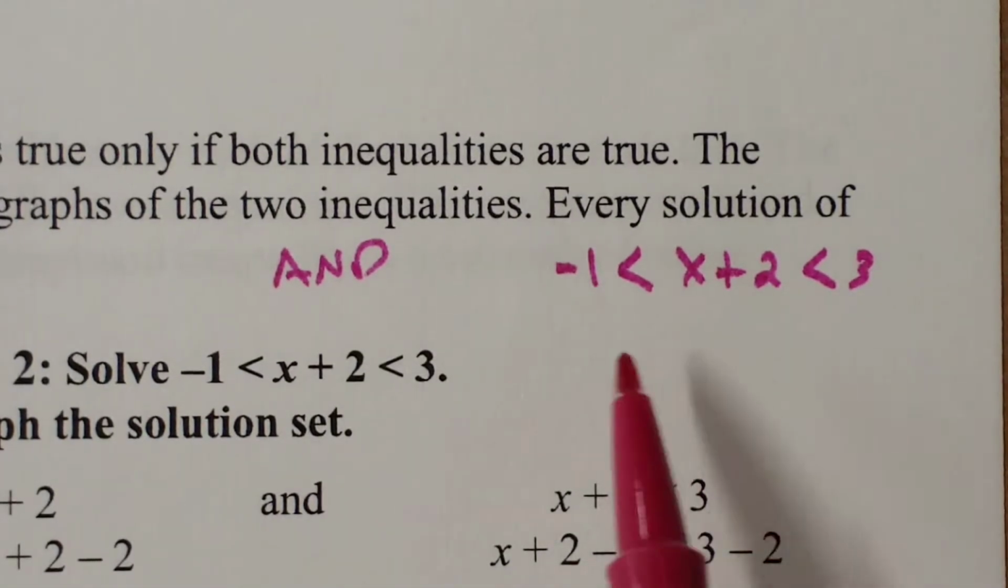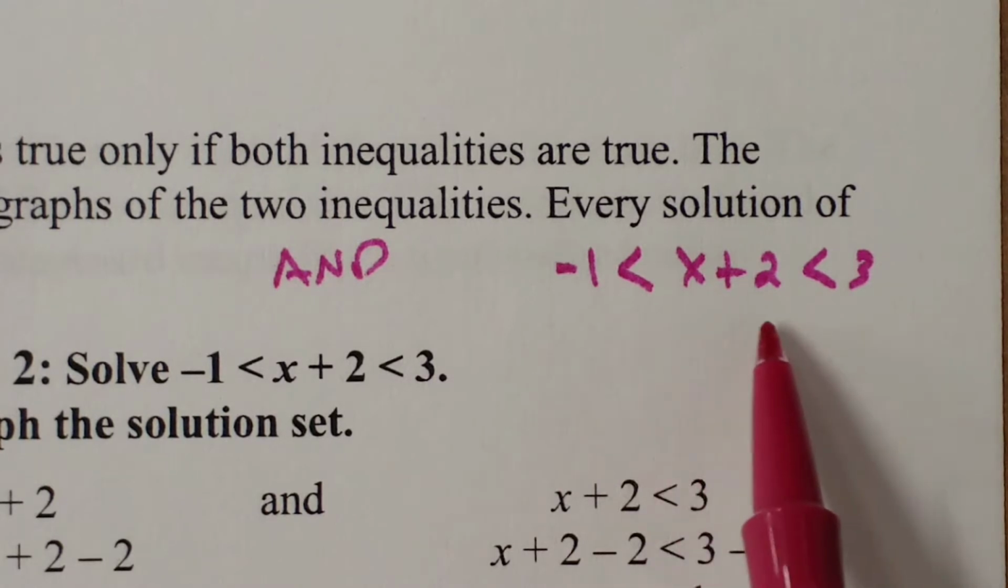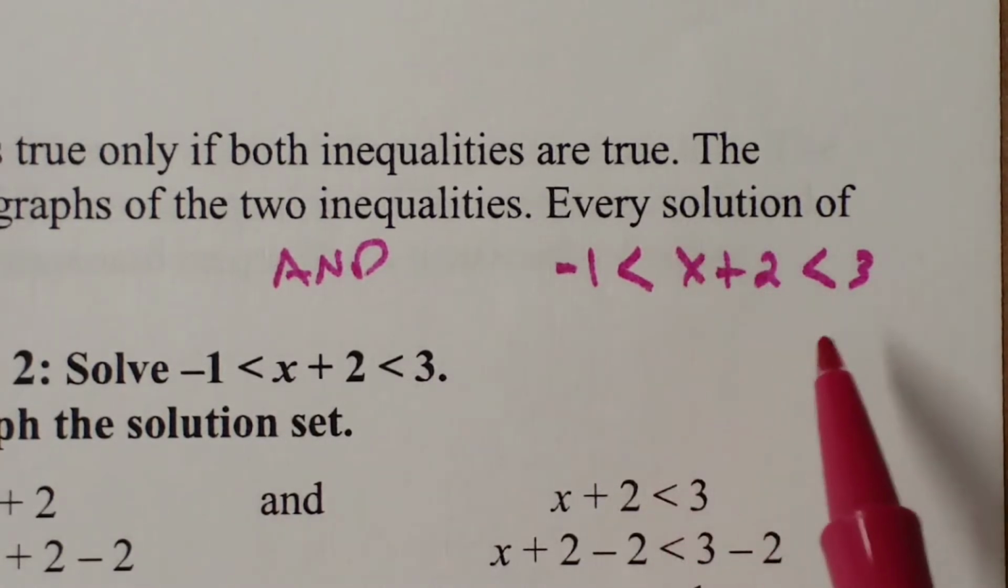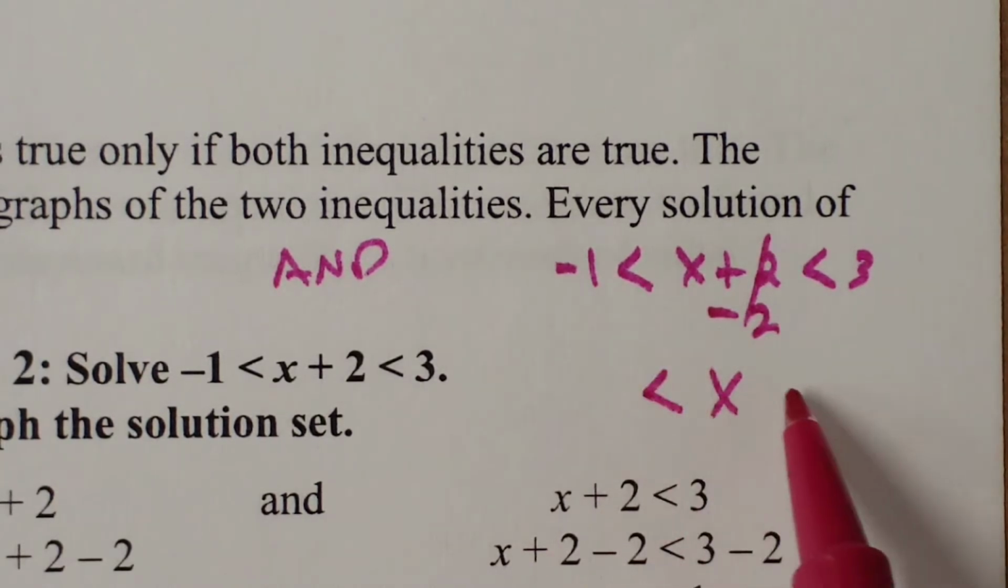This one's different than what we've seen. If I wanted to solve this, I still want to get x by itself. But it's not on one side or the other. See how it's in the middle? Well, if I wanted to get x by itself in the middle here, I would take away the 2, and that would leave x by itself.